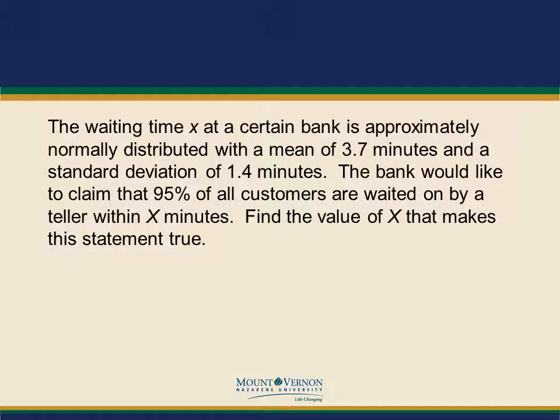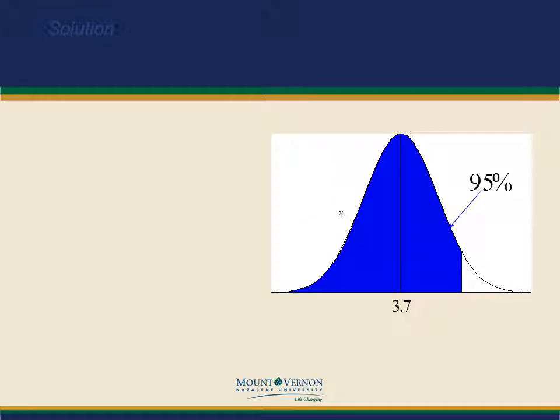Another similar example is this one, in which the waiting time at a certain bank is approximately normally distributed. The mean is 3.7 minutes and standard deviation is 1.4 minutes. The bank would like to claim that 95% of all customers are waited on by a teller within a certain number of minutes. And we're going to find that number of minutes for the bank.